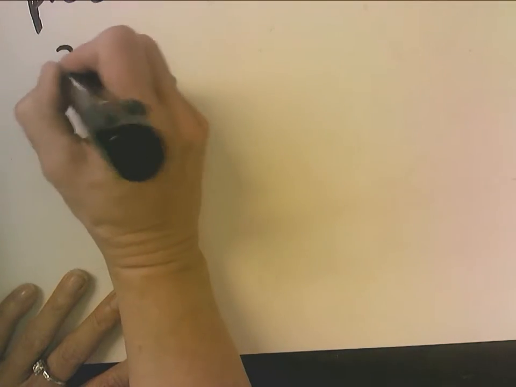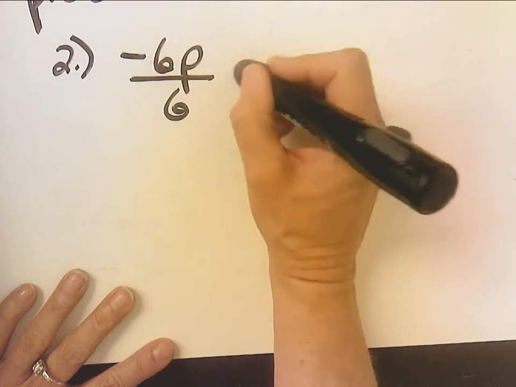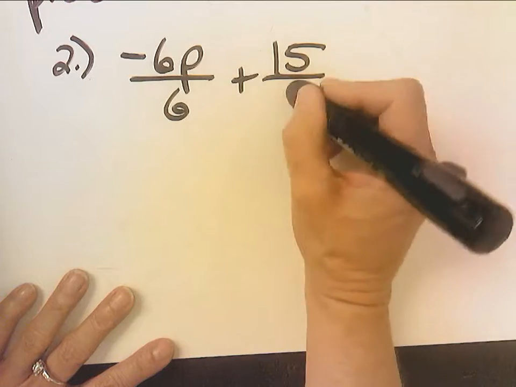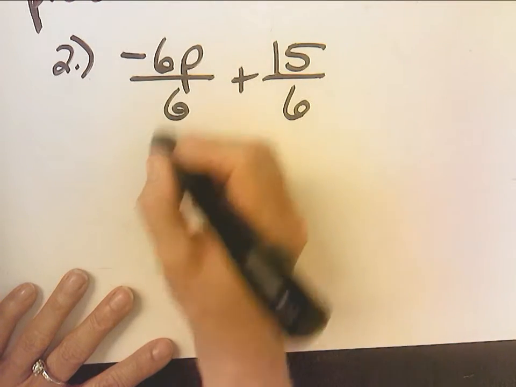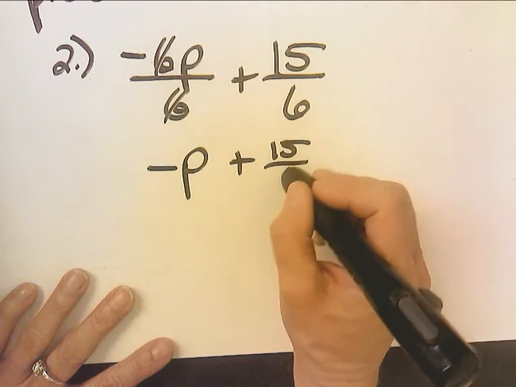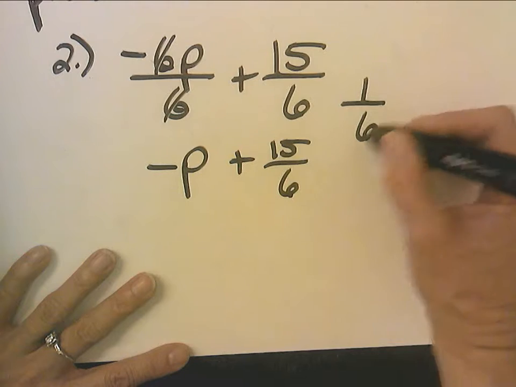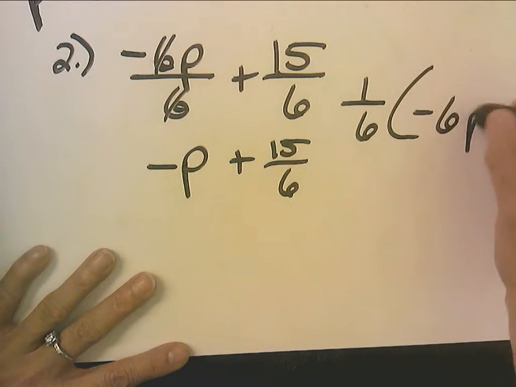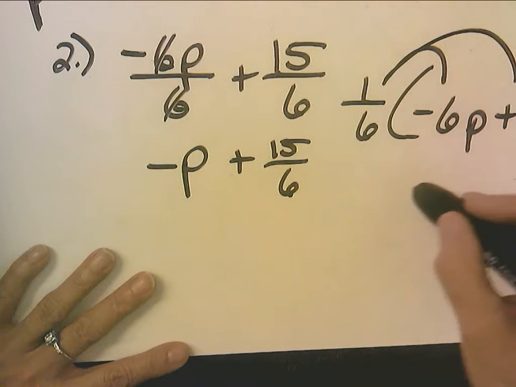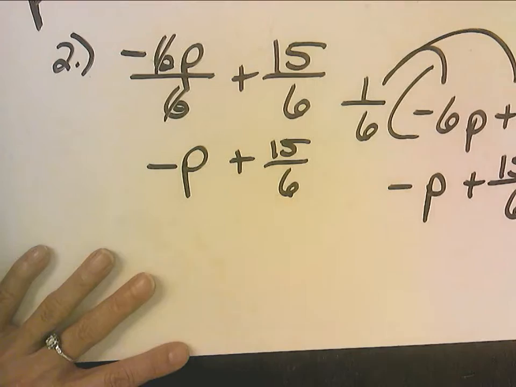Okay, so for number 2, I'm going to rewrite it as negative 6p over 6 plus 15 over 6. This simplifies to just negative p, and you can leave 15/6 as 15/6. My other option is to write it as 1/6 times negative 6p plus 15. Multiply this and this, this and this, and I still get negative p plus 15 over 6.